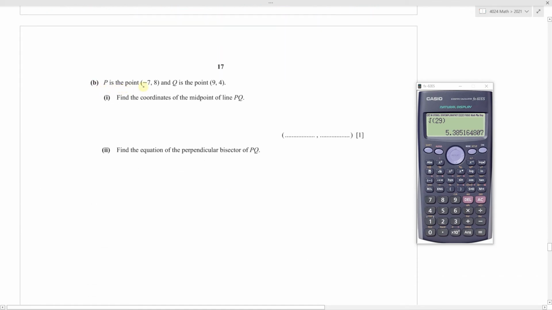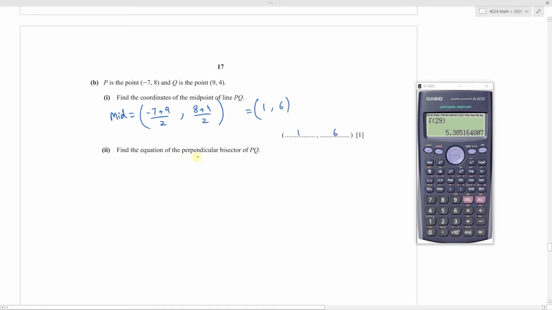Part B: P is the point minus 7, 8, Q is the point 9, 4. Find the coordinates of the midpoint of PQ. So the midpoint will be simply: add the x coordinates, minus 7 plus 9, divided by 2, add the y coordinates and divide by 2. So 9 minus 7 is 2, and 2 divided by 2 is 1. 8 plus 4 is 12, 12 divided by 2 is 6. So 1 and 6.